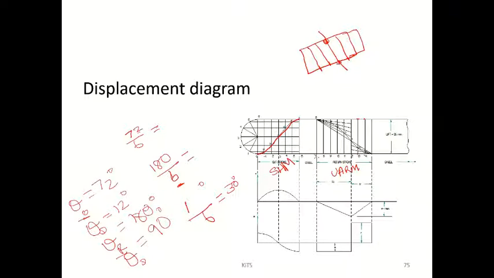You have to divide this middle line into 6 parts. For example, if this line length is 6 centimeter, then 1 centimeter, 2 centimeter, 3, 4, 5, 6. Like that, you divide this line into 6 parts and then you draw the lines like this.